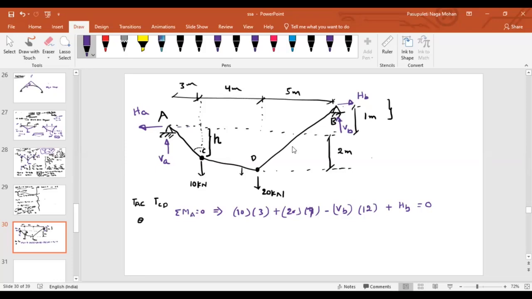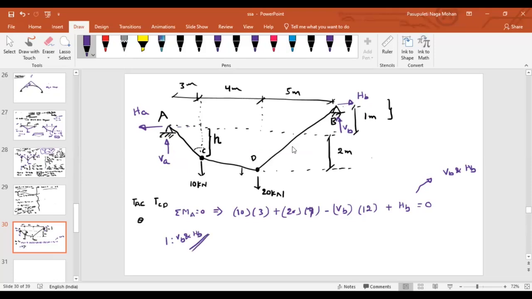Just look at the reaction here, whether you have taken the right side or left. It might depend on that. So I've taken the left side. So how many unknowns are there in the final equation? Two unknowns, VB and HB. So if you want to solve it, I need one more equation that should be in the combination of VB and HB.